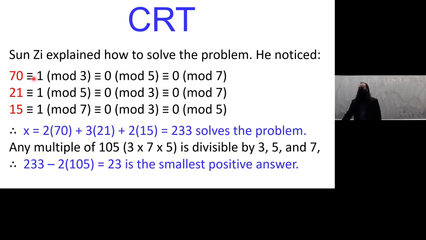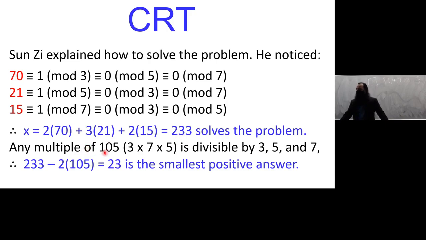Okay, so Sun Tzu explained how to solve the problem. He noted that 70 is congruent to 1 mod 3 and 0 mod the other moduli. 21 is congruent to 1 mod 5 and 0 mod 3 and mod 7. 15 is congruent to 1 mod 7 and 0 mod 3 and mod 5. So x equals a multiple of 70 plus a multiple of 21 plus a multiple of 15. In this case, we have 2, 3, and 2 as the multiples. We get 233. You plug 233 into that problem and you get that it satisfies all the conditions.